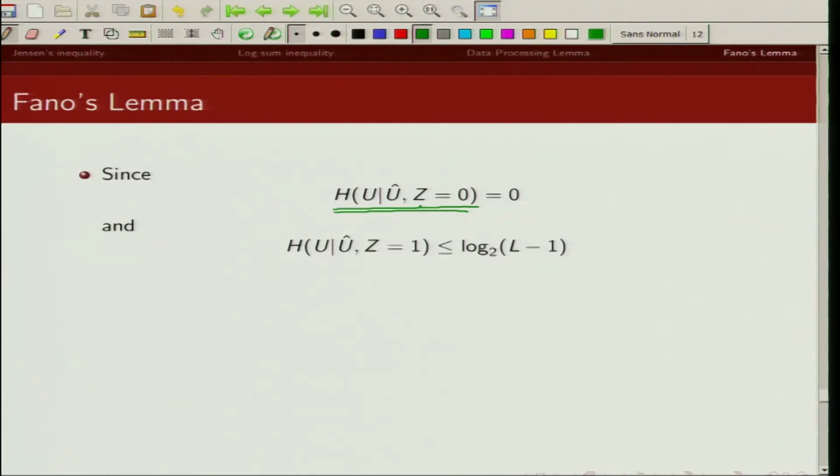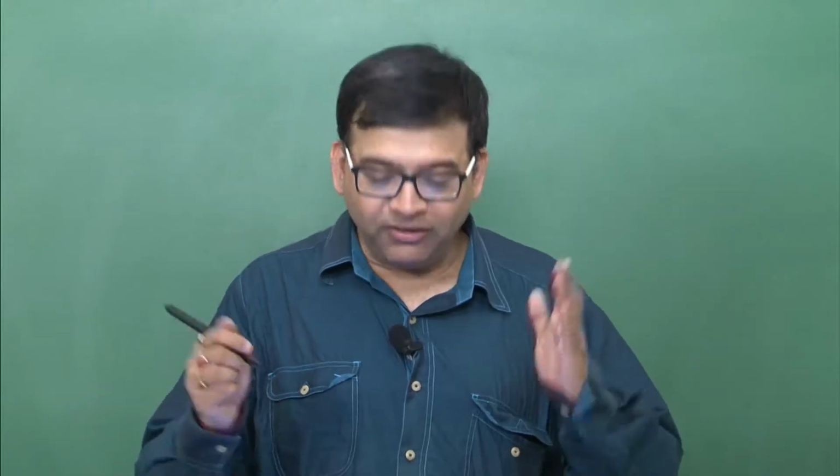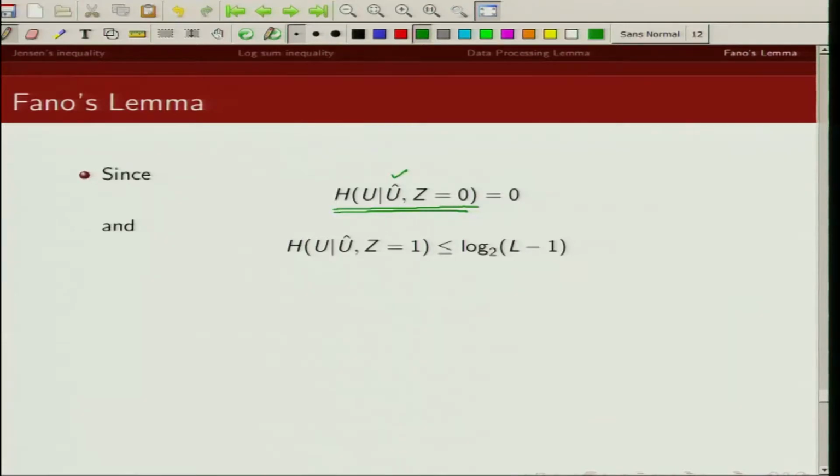So what is the uncertainty in U given Û and Z is 0? Now what does Z equal to 0 mean? Z equal to 0 means there is no error. So if I give you Û and I tell you there is no error, then you know precisely what U is. So there is no uncertainty in U given Û and Z equal to 0. So then this uncertainty is 0.